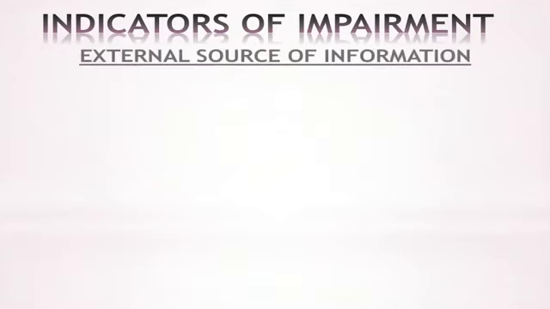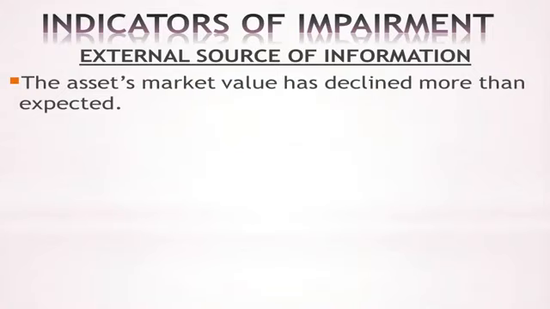Let's look at some external sources as well. So the external source number one is where the asset market value has declined more than expected. So in the case of the external market, where the asset value has reduced, then clearly there is impairment of the asset value. This one is caused by the external market.